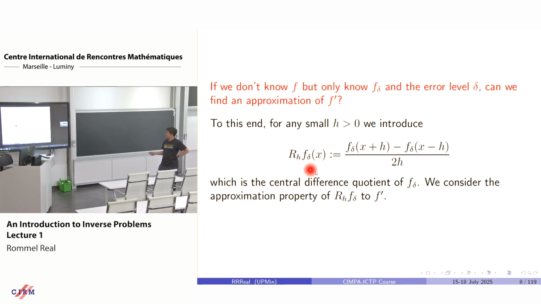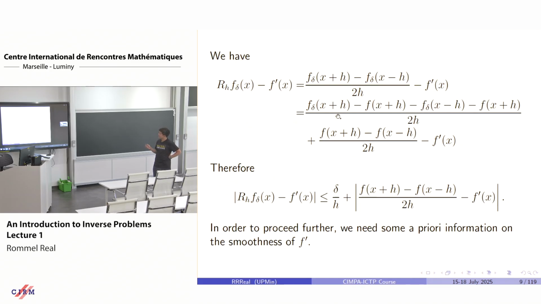So to this end, we will use a familiar difference equation, which is the central difference quotient of f delta, which is given by this one. So now let's consider how well the central difference quotient approximates the derivative f prime. So by calculus, we can expand this one by using the definition here, and then I'll just not go to the details here, but the point is that by adding and subtracting some terms, and then you take the bound of this one by triangle inequality, and then I will let you show that these first two terms here are just less than or equal to delta over h plus this one here.